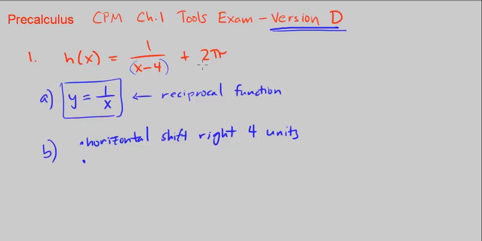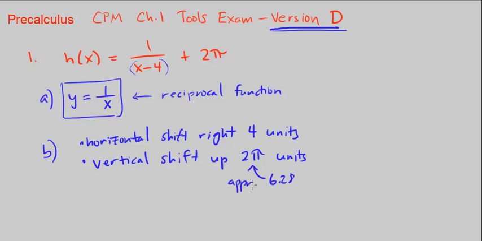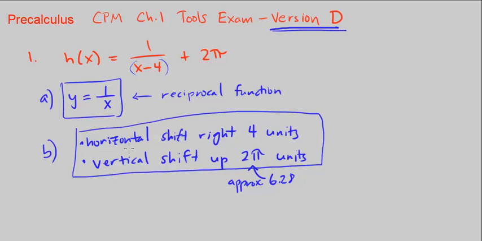All right, and the plus 2 pi on the outside of the function is going to be a vertical shift up exactly 2 pi units. Okay, if you weren't happy saying 2 pi, you could say 2 times 3.14, which is 6.28 units, and then you would say approximately. Okay, but 2 pi units exactly, and that's the answer for part B. Okay, that's all you had to do. You didn't have to graph anything, and you're done.